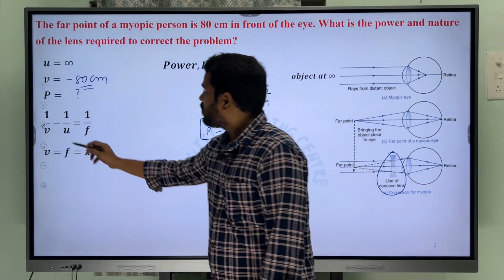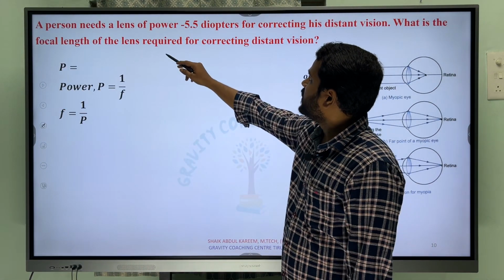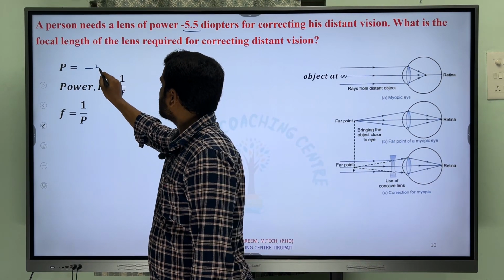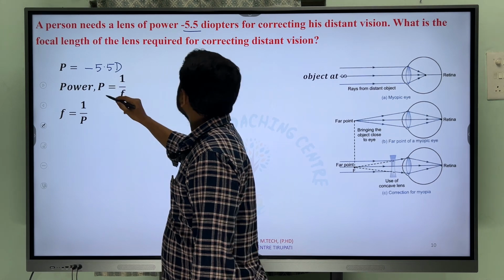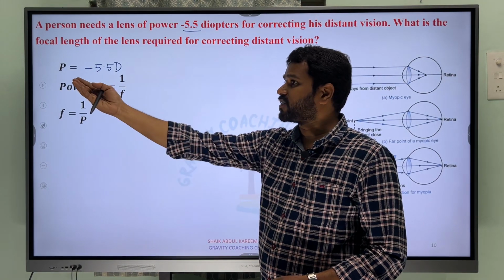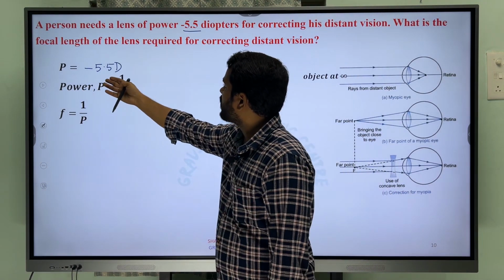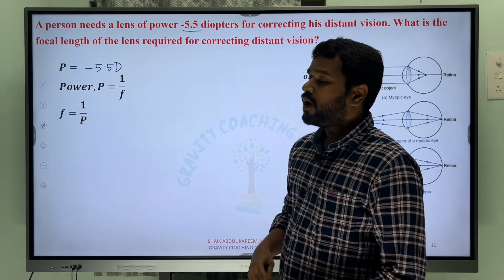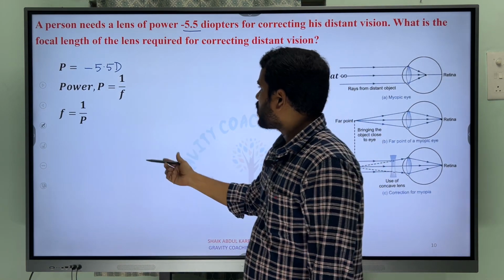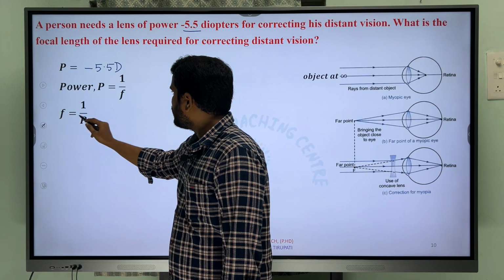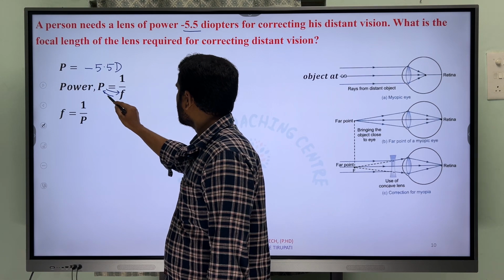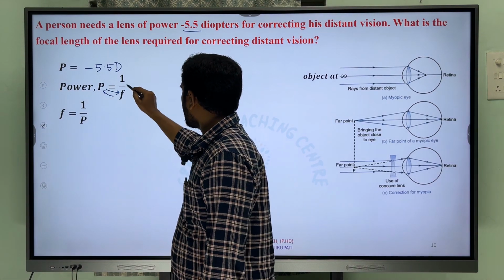Let us see the next problem. A person needs a lens of power minus 5.5 diopters for correcting his distant vision. Distant means he cannot see distant objects, right? So for correcting that, he needs a power of minus 5.5 diopters. What is the focal length of the lens required for correcting distant vision? Simple problem, P is equal to 1 by f. Therefore, f is equal to what? 1 by P. You send f to the other side, P to this side. So f is equal to 1 by P.